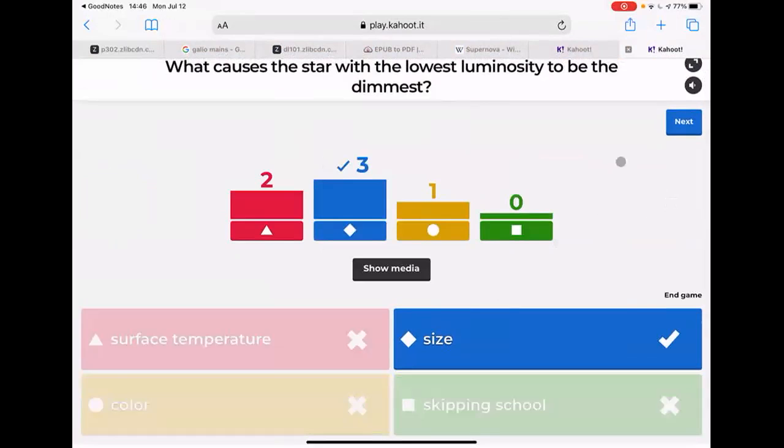Yeah, same thing, right? Size. Remember, size, heat, and brightness are always linked together.